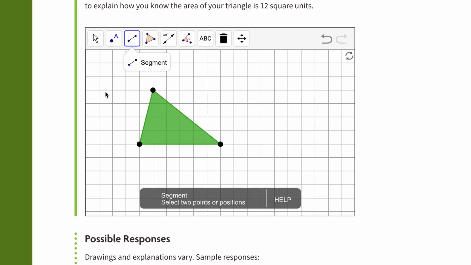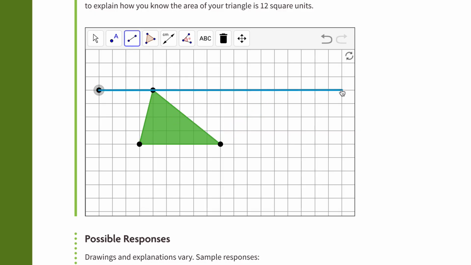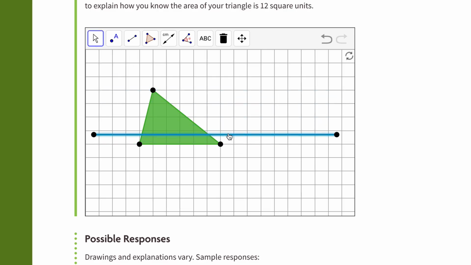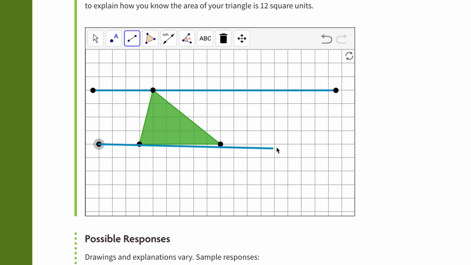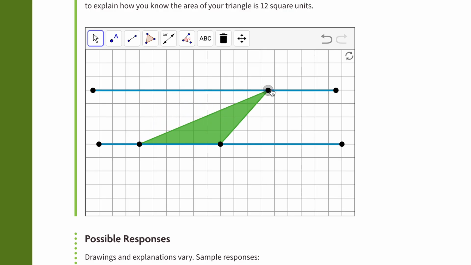In fact, I could create a line, and it's a height of 1, 2, 3, 4. So this line right here is officially 4 units above the base of my triangle. So really, as long as the top point is somewhere on this line, any of these triangles are all going to have the same area of 12 square units, because it's that height of 4.